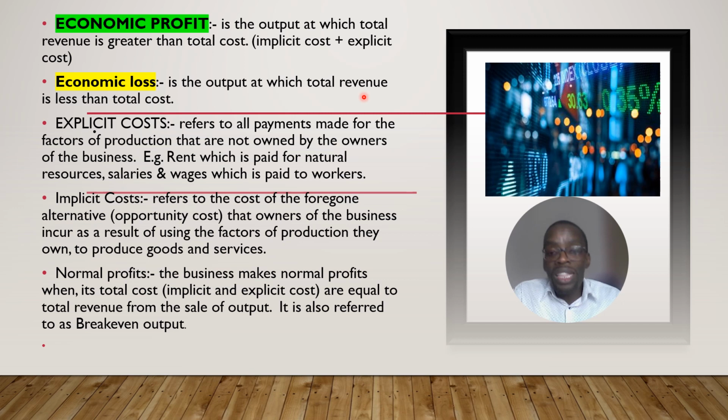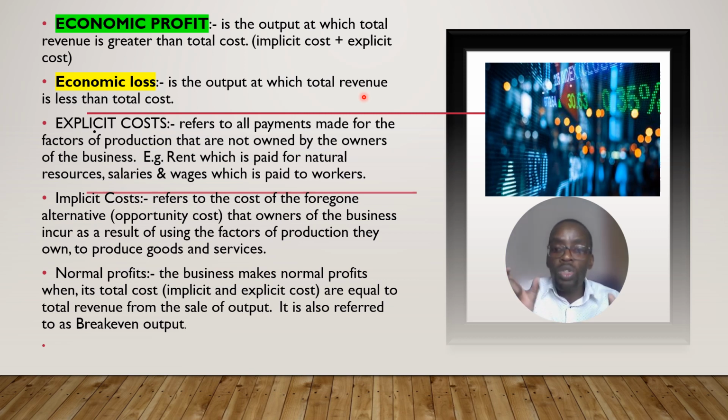Are we together there? So in this case, the money that is paid when owners of the business pay salaries and wages, or buy natural resources from people who are not the owners of the business, these are explicit costs. Now, what is the difference between the explicit cost and the implicit cost? Explicit cost is the cost incurred by the owners of the business when they buy factors of production from people that are not owners of the business, from households who are not part of the owners of the business.